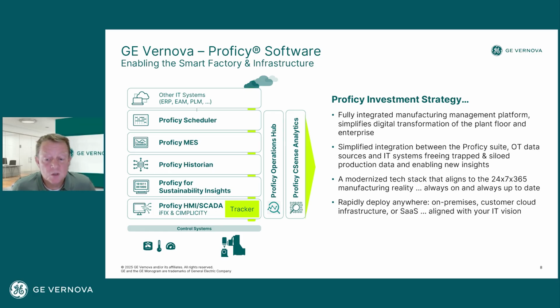Vernova's Proficy software suite is a fully integrated manufacturing management platform, stretching from the control system layer all the way up to the MES and IT system layers. Tracker is a valuable addition to the Proficy portfolio capabilities and integrates with the portfolio, allowing you to digitally transform your plant from the shop floor to the top floor. We're excited to introduce you to and demonstrate some of the key capabilities Tracker offers for you to consider to help you solve your manufacturing challenges.